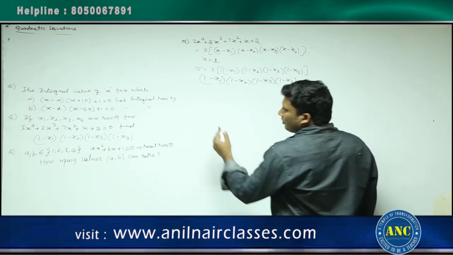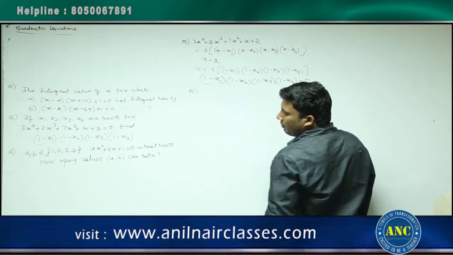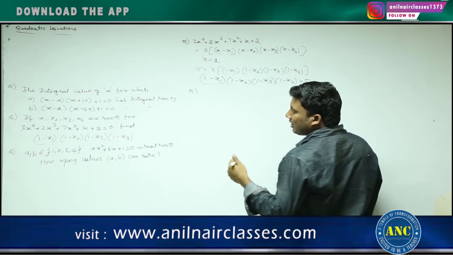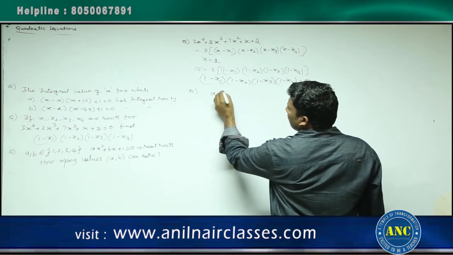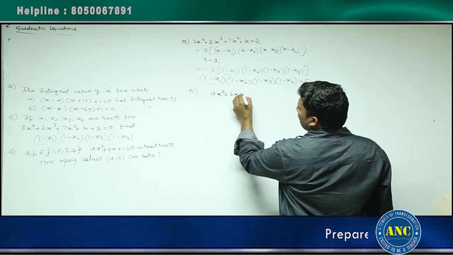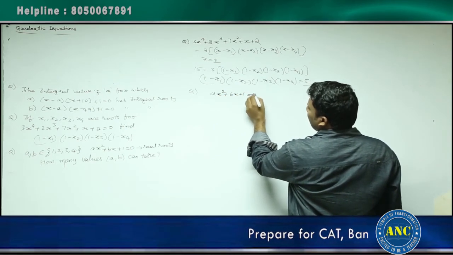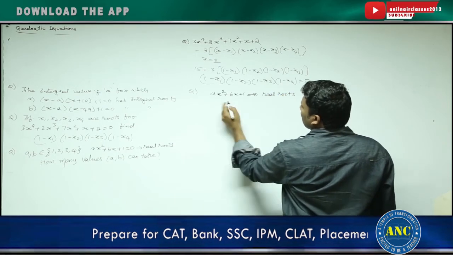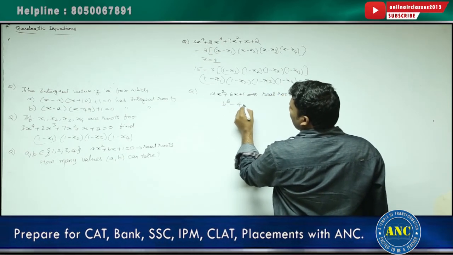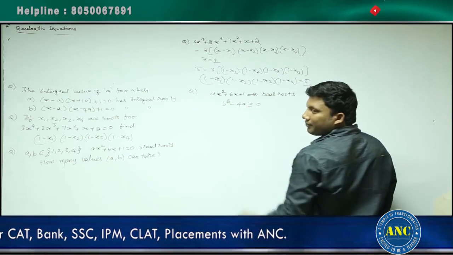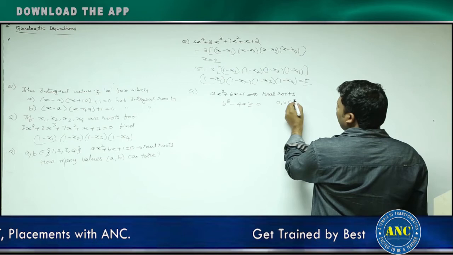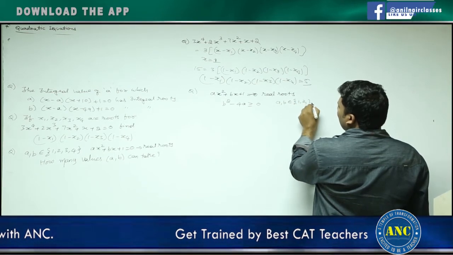Next. Fifth question, also see here. a and b belong to 1, 2, 3, 4. ax square plus bx plus 1, if this equation has real roots. Real roots means the condition is b square minus 4a greater than or equal to 0. a and b belong to which values? 1, 2, 3, 4.